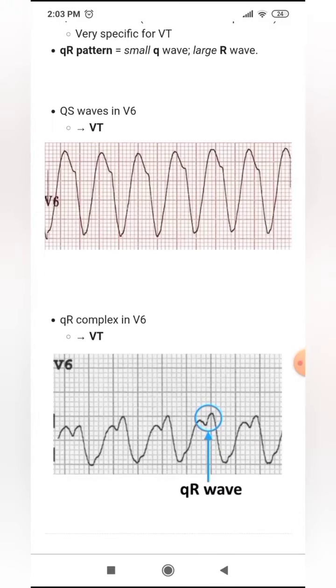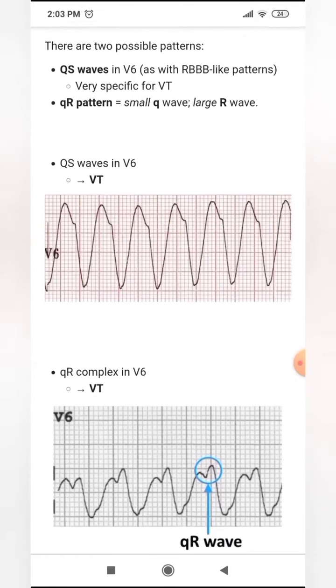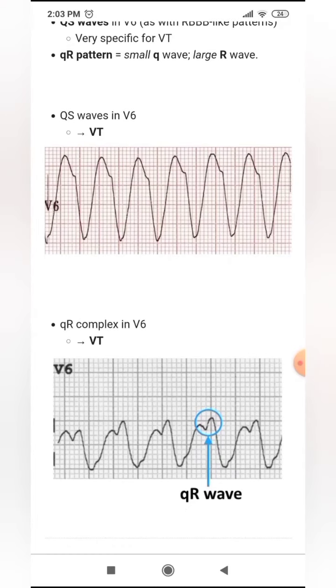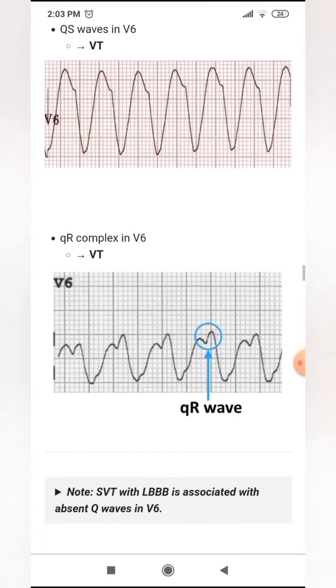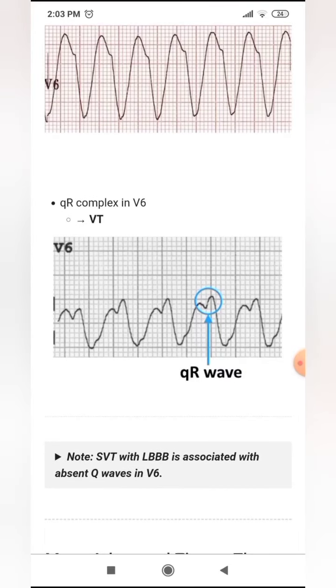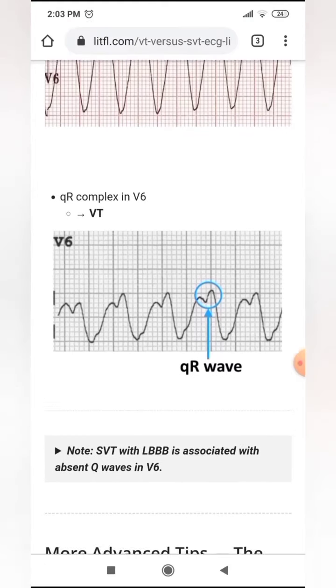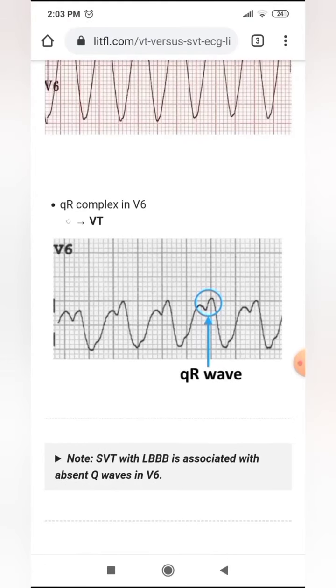And the second possibility, that although there is an R wave, but there is an initial Q wave which is shown in this figure, a small Q wave. Small Q wave means that its amplitude is less than the R wave. So again, it will be favoring our diagnosis towards ventricular tachycardia rather than an SVT. So it's mentioned here, note, SVT with LBBB is associated with absent Q waves in V6, which we have already discussed.